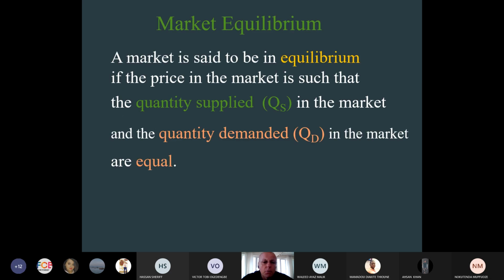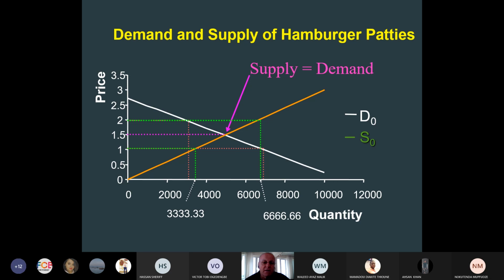The market equilibrium: a market is said to be in equilibrium if the price in the market is such that the quantity supplied and the quantity demanded are in an equal position. And when we are illustrating this on the market, it is represented as you are observing here, where the blue and purple lines intersect each other at a price of 1.5 and a quantity of probably 5,000.